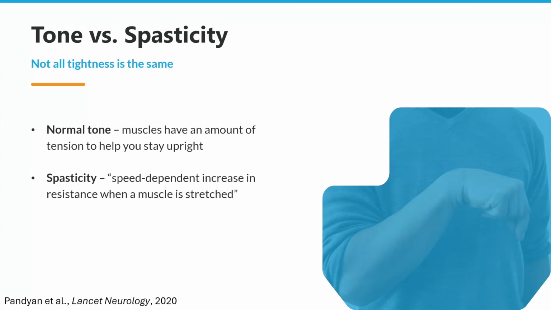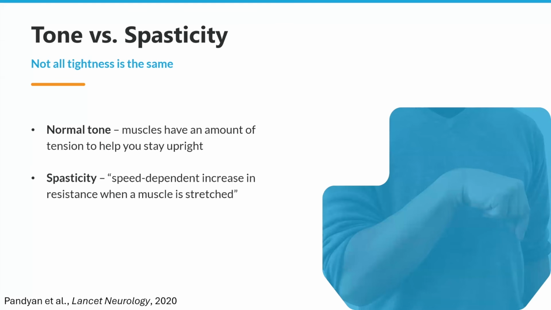And here, I just want to make a key distinction between what is tone and what is spasticity. Muscle tone is normal. It's the baseline tension that keeps us upright and ready to move. Think about when you go up to stand, your muscles in your legs contract and help keep you standing and upright. Spasticity is different. The classic definition of spasticity is a speed dependent increase in resistance when a muscle is stretched. So let's take a minute and break that down.